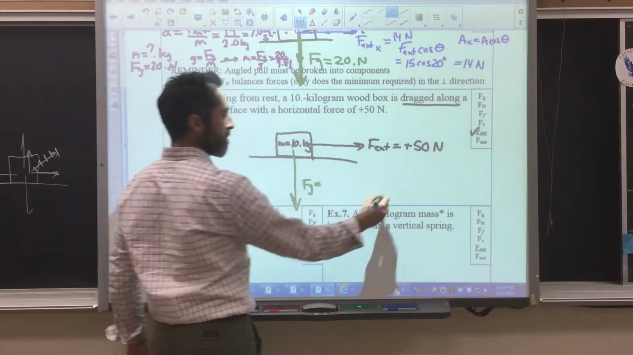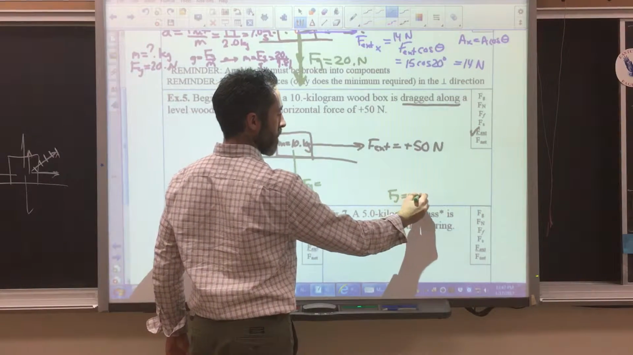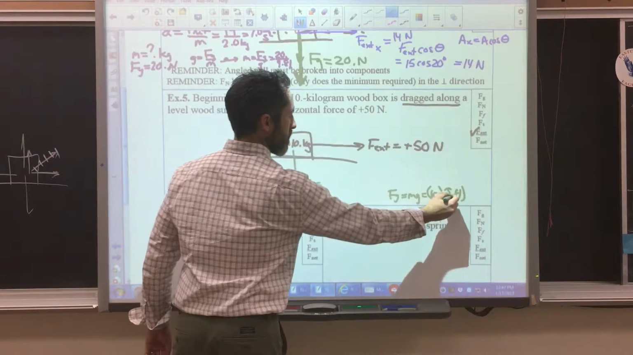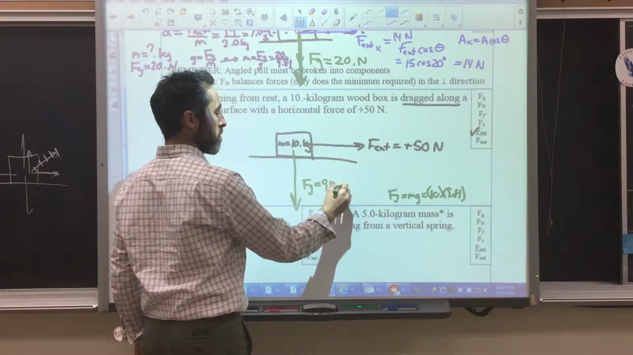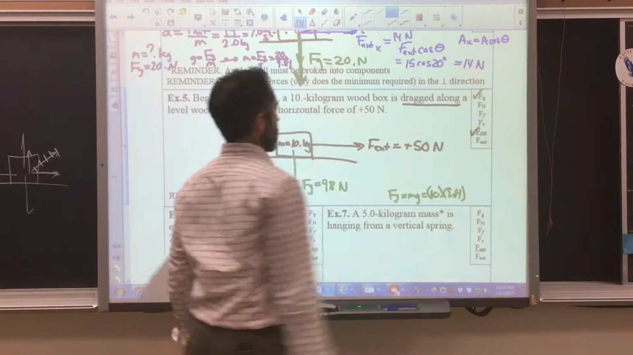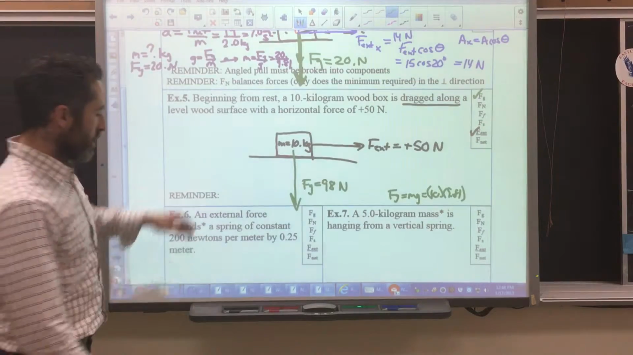Fg, here you can do Fg equals mg if you'd like, which is 10 kilograms times your 9.81, which comes out to 98 newtons. All right, good. Do we know anything else? We got Fg. Now, oh, look at this.